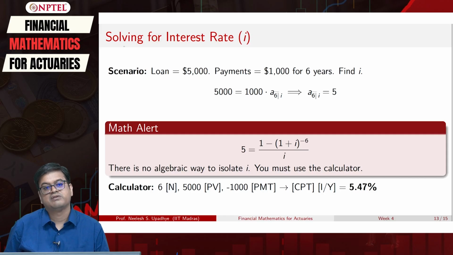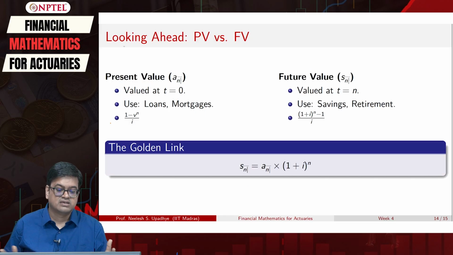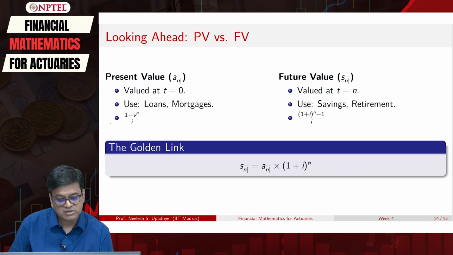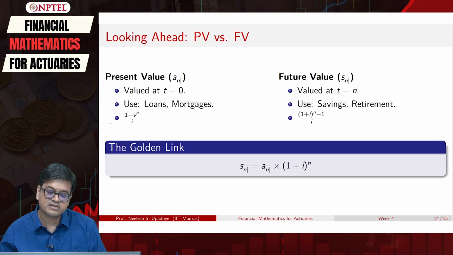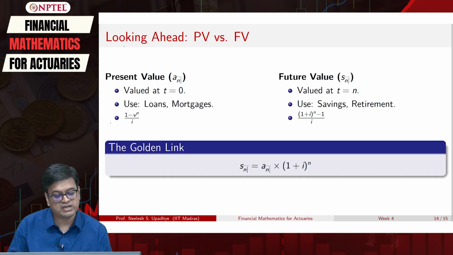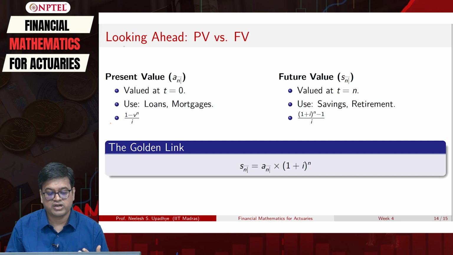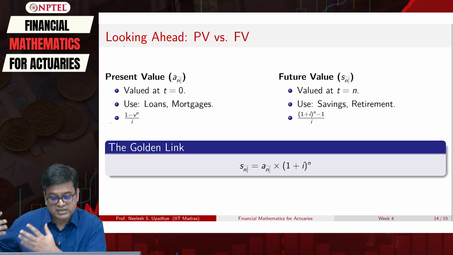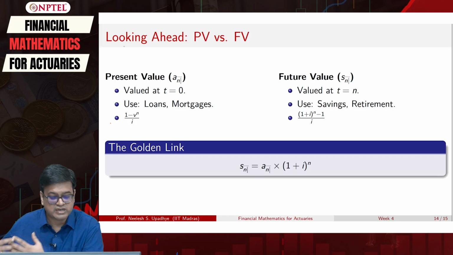So far, whatever we have done, we have been looking at the present value. What if I decide to look at the future value? How will the calculations change? The answer is very simple. If I decide to look at the future value, instead of t equal to 0, I have to look at t equal to n. The use cases when we look at the present value are loans and mortgages, which we have seen. If you look at t equal to n, where you actually earn the money, it's savings or retirement.